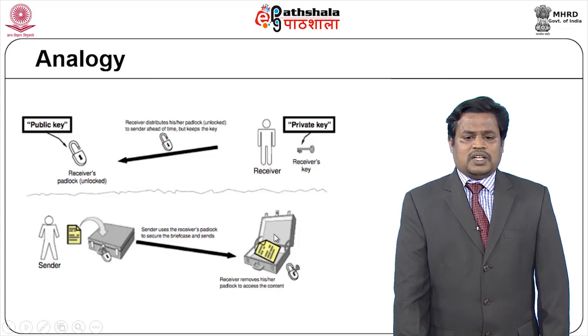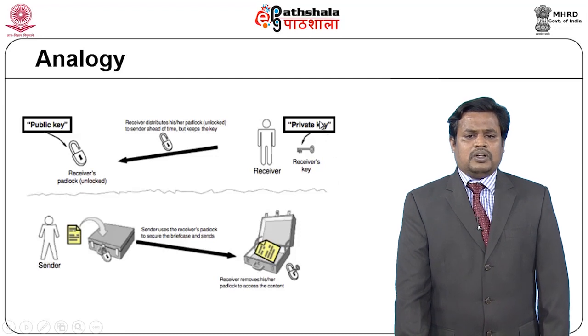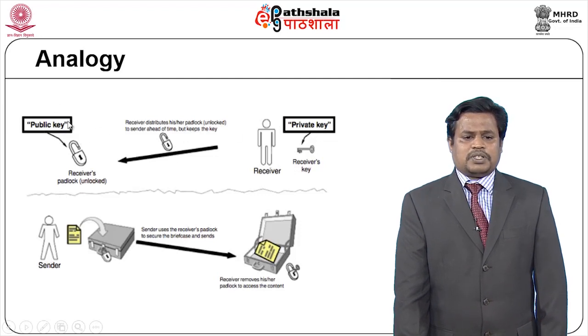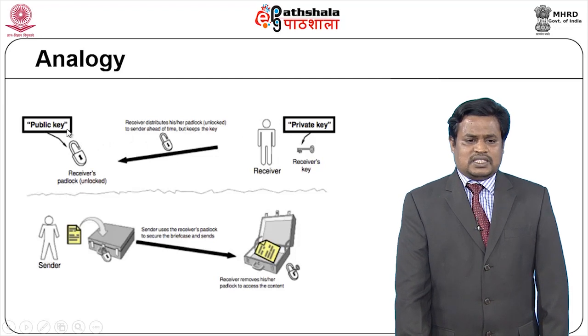Now, what is the situation? We are not using the public key for opening the briefcase, we are using the private key. So, that is the difference between symmetric key and asymmetric key. Earlier we used the same key for both the encryption and decryption process, but in this case it is different, where we use the public key for encryption alone. We cannot use the public key for decryption. The private key is used only for decryption, not for encryption.